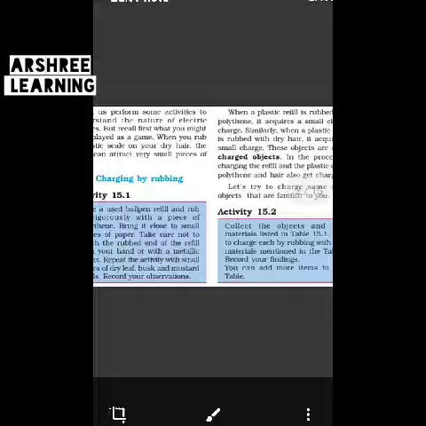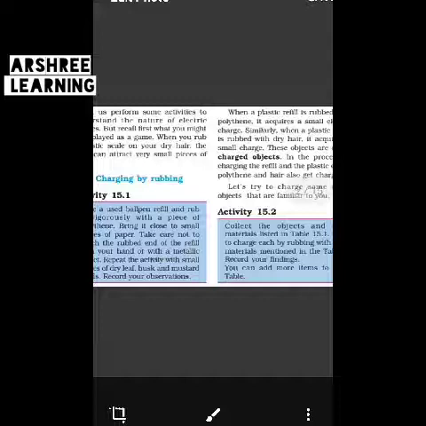And when a plastic comb is rubbed with dry hair and a plastic refill is rubbed with polythene, it acquires a charge. So these objects which are charged are called charged objects. In the process of charging, the refill and the plastic comb, polythene and other objects also get charged. So the first activity is a general activity, that when this plastic comb or the plastic refill is rubbed, it acquires a charge. And how do you know that it acquires a charge? It starts attracting pieces of paper.